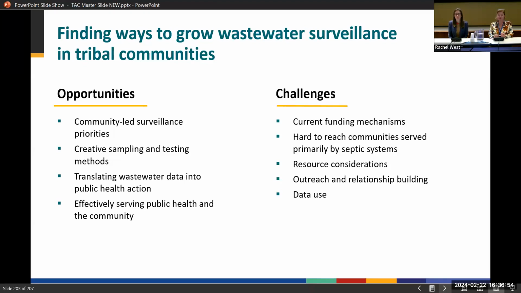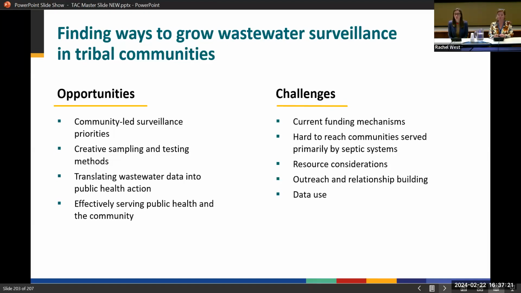Using all of those methods, we want to help support translating wastewater data into public health action. Many of the committee members have shared that tribal communities know their communities best, particularly tribal leaders, the tribal health services, and our utility partners are invested in public health. And so how do we get all of them at the table so that we can translate these wastewater data into public health action so that we can effectively serve their communities?